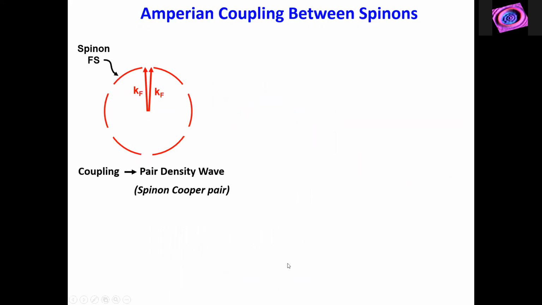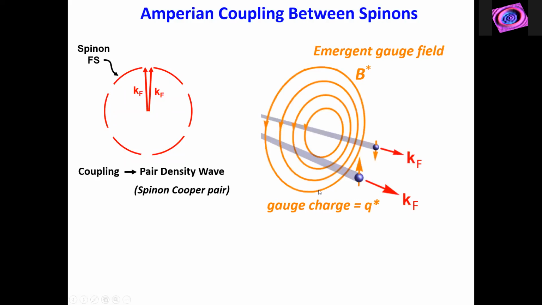But spinons are neutral, so you might wonder, why would they attract each other? It kind of doesn't make sense. But it turns out that there is a mechanism that can cause that. It's called Amperian coupling between spinons. And what's happening is that even though the spinons are neutral to us, to each other, they can feel gauge interactions.